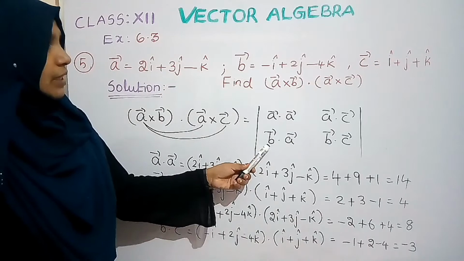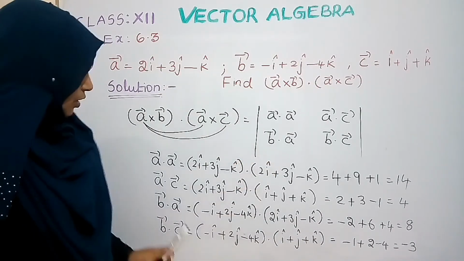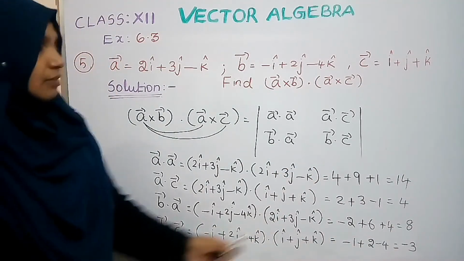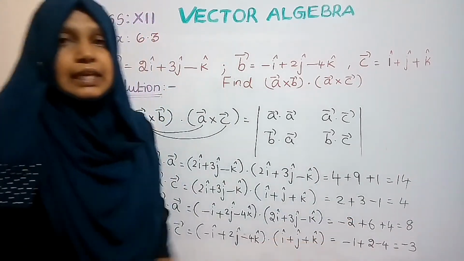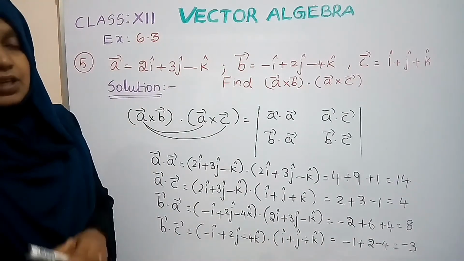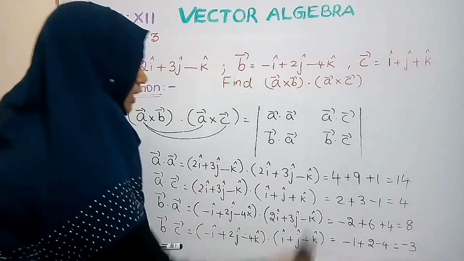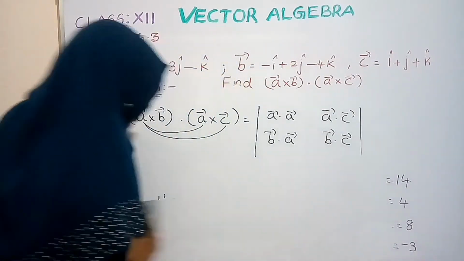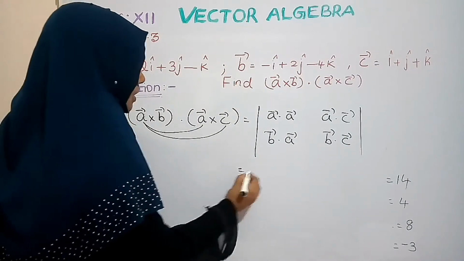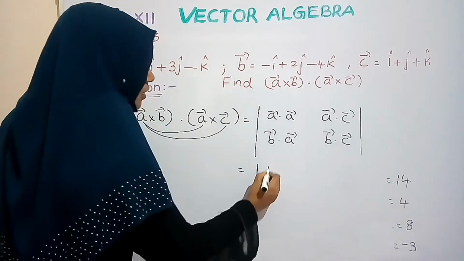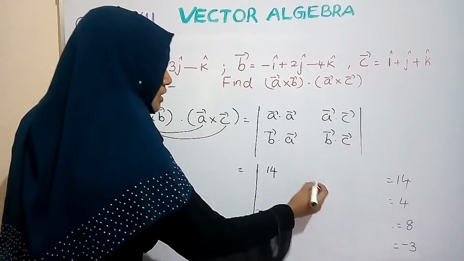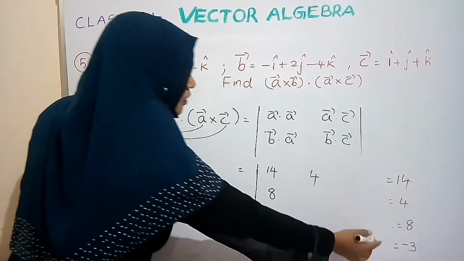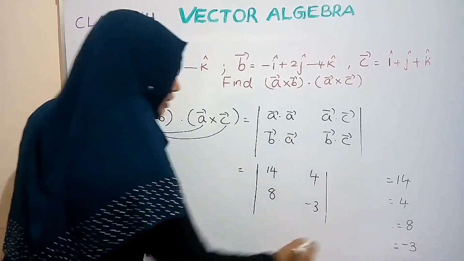Similarly, for the second row, I am multiplying b vector and a vector, the dot product of b vector and a vector, and also b vector dot c vector. So we are getting the answer as 8 and minus 3. Understood? So these four values we can substitute in this determinant. So it is equal to, a vector dot a vector 14 and a vector dot c vector is 4. Next b vector dot a vector is 8. b vector dot c vector is minus 3.